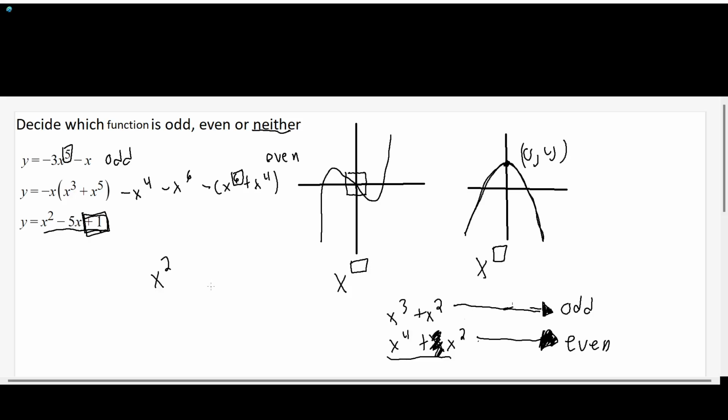And we can't have that. We cannot have it shift. That plus 1 is not what we want. We do not want to shift. So that is why this is neither. And that's it. Those are the answers.